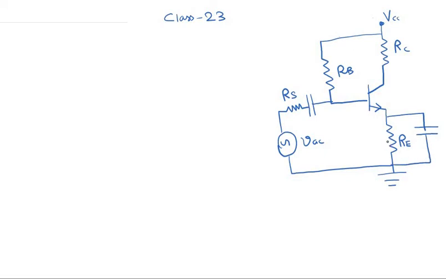Okay, so when we consider the path of the AC current, let us call this the capacitor Ci, and let us call this the capacitor Ce. E denotes that it is connected to the emitter. So this is basically the path of our AC current into the base of the transistor, and then through the emitter, and then through this capacitor Ce. Okay, so this is the AC current path.